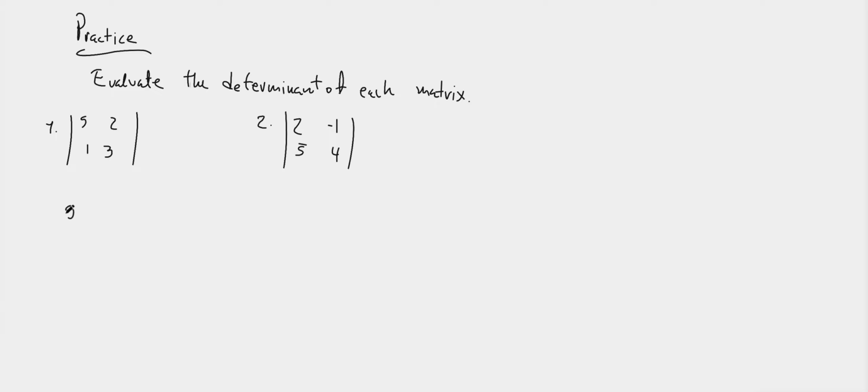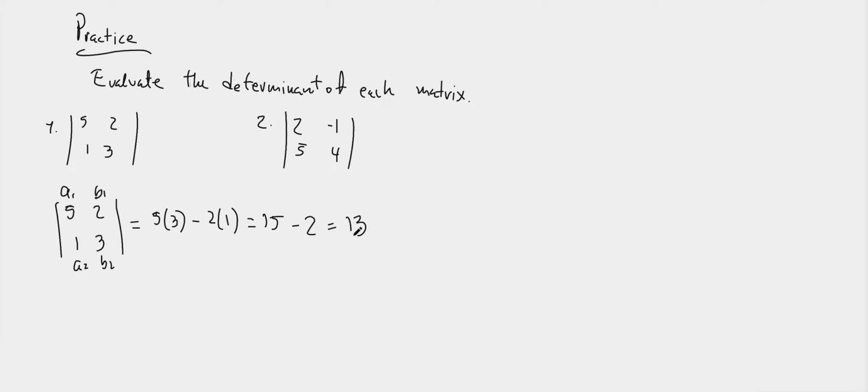So I'm just going to rewrite my first matrix. I'm going to use the formula. Again, this is A1, B1, A2, and B2. So we have 5 times 3 minus 2 times 1. And what is that equal to? 5 times 3 is 15, minus 2 times 1 is 2, and that is equal to 13. There you go. This is for number 1.